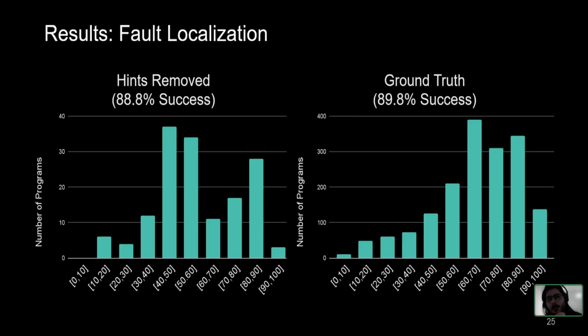So here are the results of the full localization. We had very big success, close to 90%. But in some cases, the coverage for hints removed was around 60%. You can see on the histogram. And for ground truth, it was bigger, close to 80%. So that's the amount of lines that were marked as suspicious.